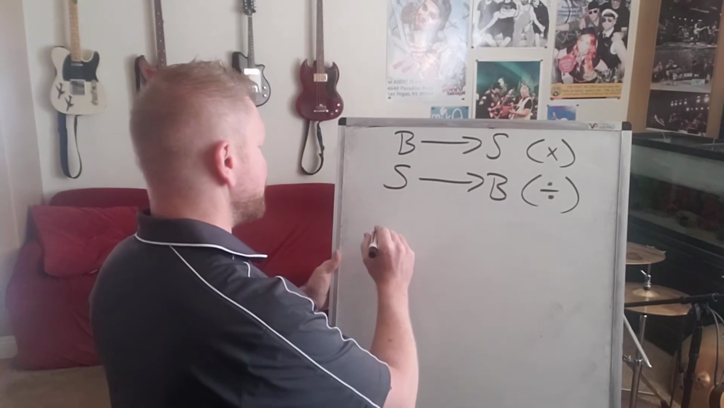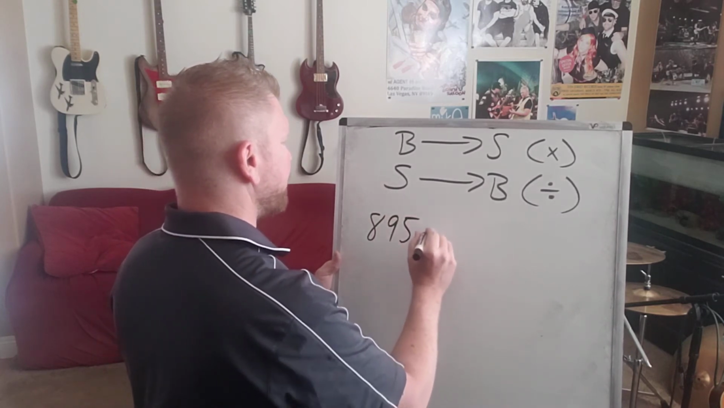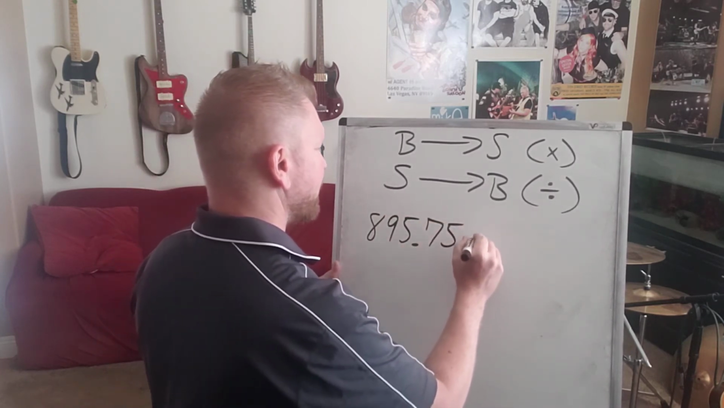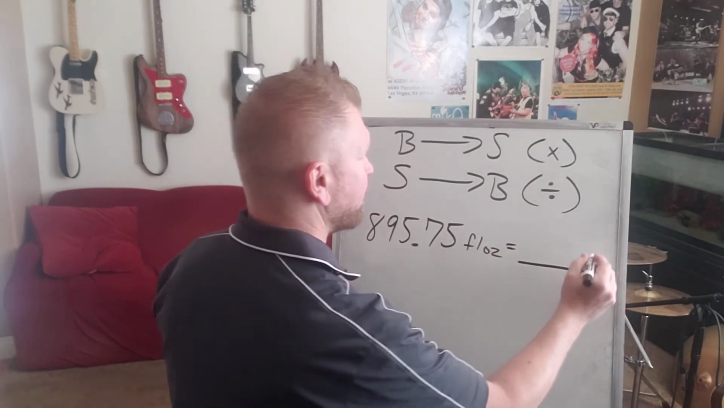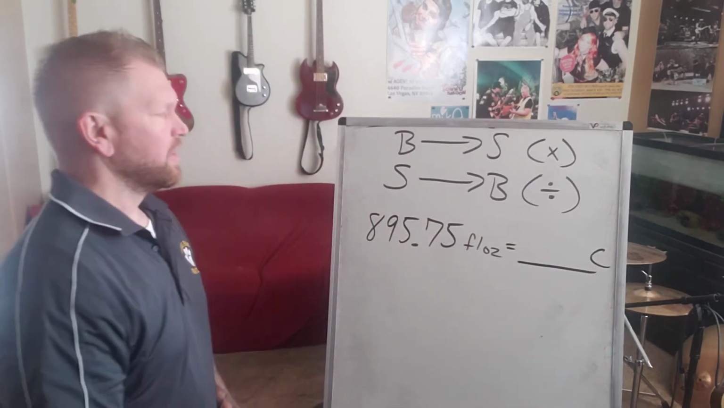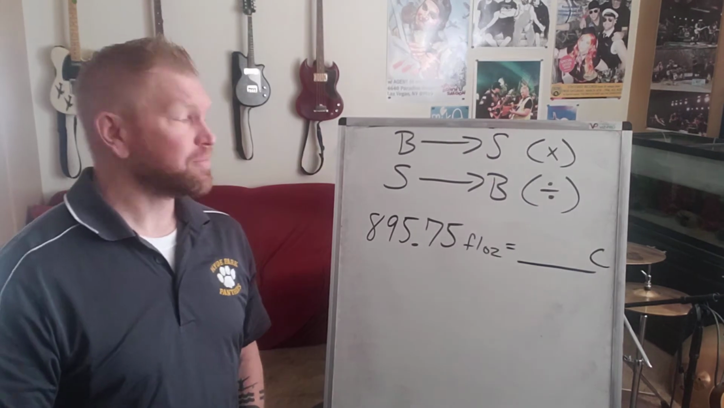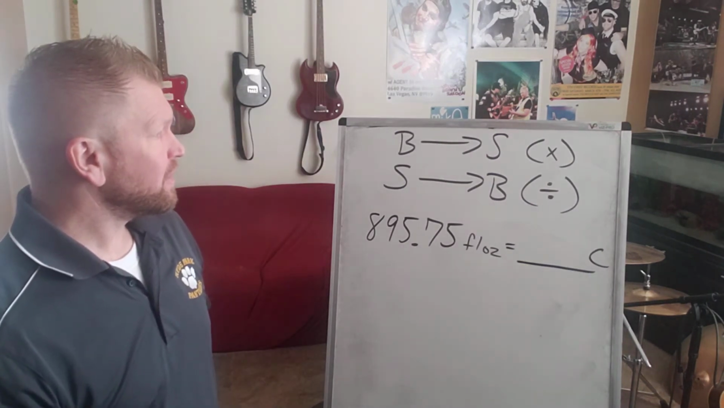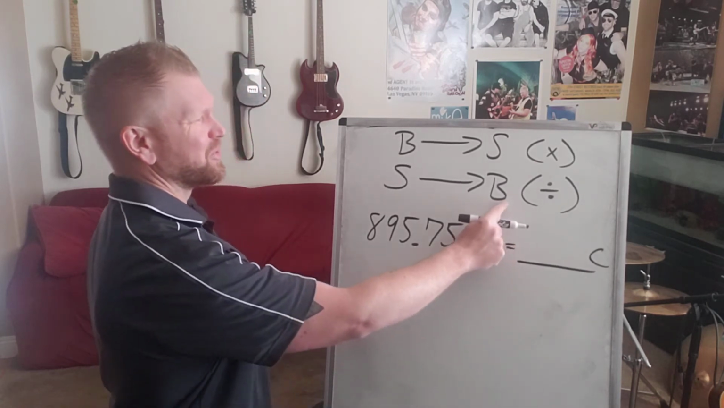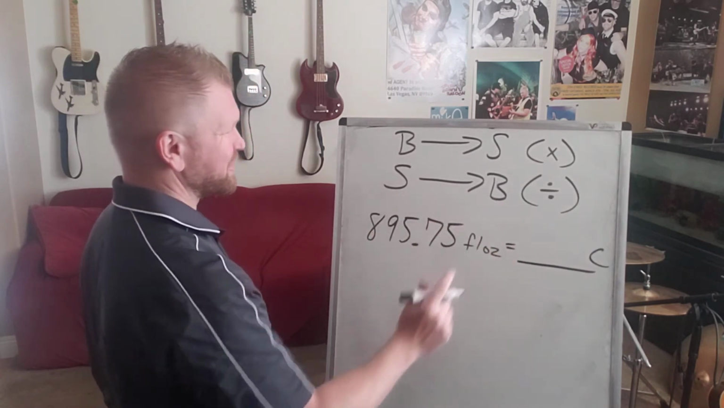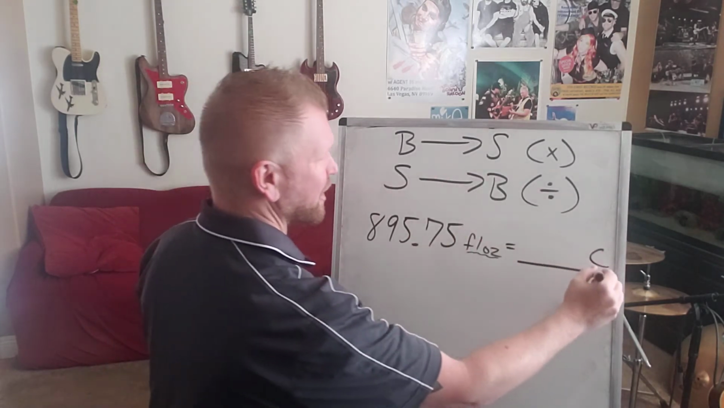Let's say it was 895.75 fluid ounces, and they want to know how many cups. 895.75 fluid ounces, how many cups is that? And once again, we're going from small to big. I need to make an example where we go big to small. But once again, this is small to big, so we're going to divide to get the answer, because fluid ounces are small compared to cups, which are bigger.